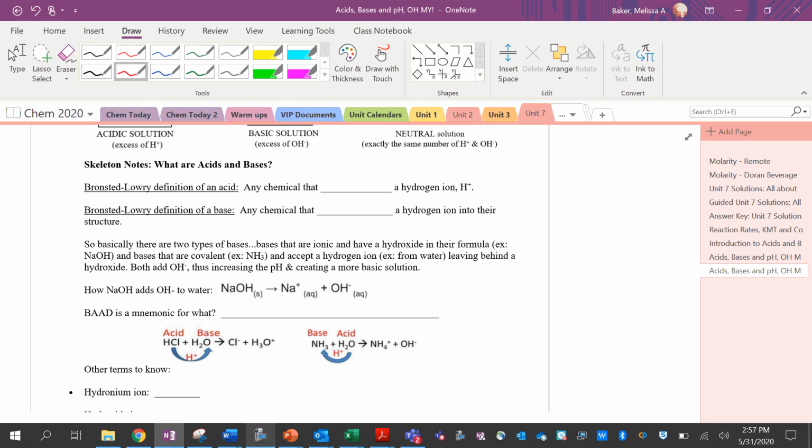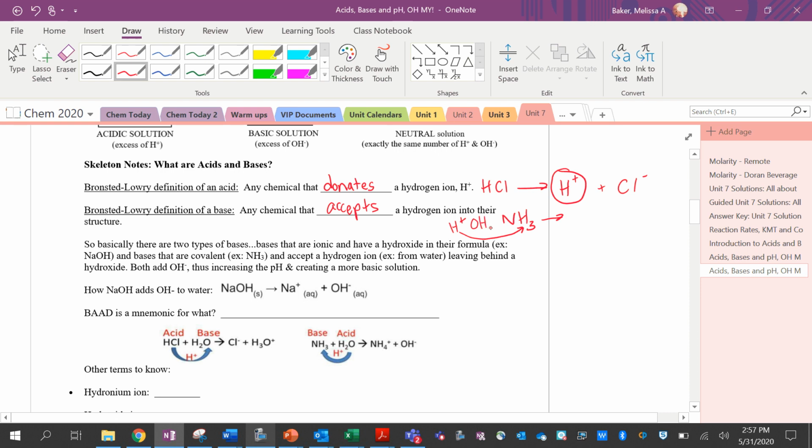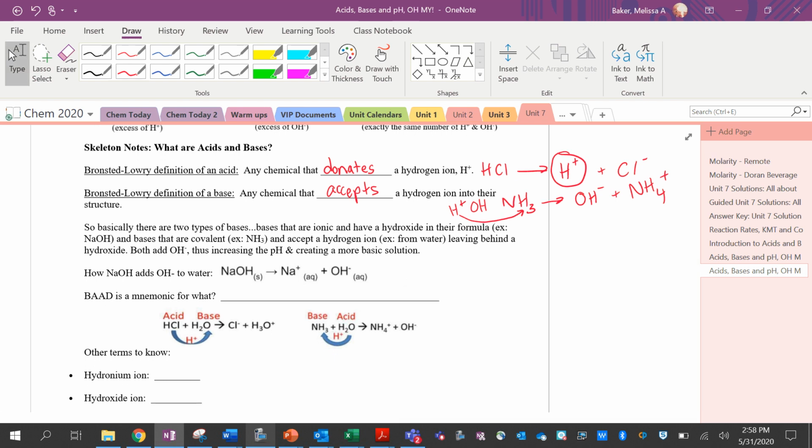So first it says, Bronsted-Lowry definition of an acid is any chemical that donates a hydrogen ion in solution. So for example, HCl, when it dissolves, it breaks apart into hydrogen ion and chlorine ion. And so it is donating this H+. Bronsted-Lowry definition of a base is any chemical that accepts a hydrogen ion into their structure. So an example of a Bronsted-Lowry base would be that this NH3 accepts a hydrogen from H2O, which leaves behind the OH-, and forms NH4+. And we're going to see that again written down below.